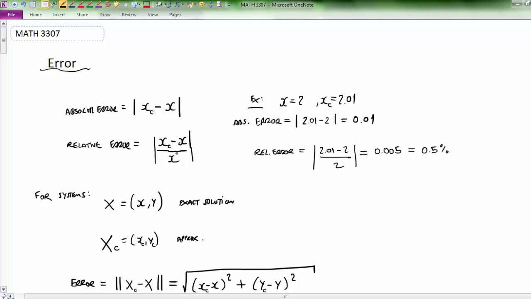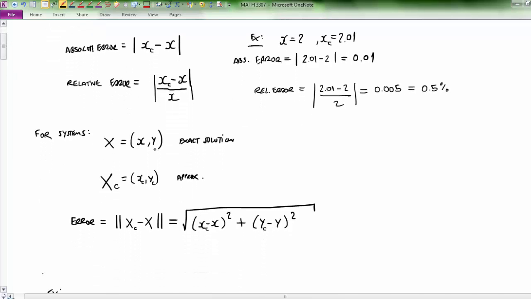The relative error is the absolute error divided by the exact solution, or the exact value. So that gives us 0.5%. Now for system of equations, then the exact solution could be a vector, two components, if you have two variables x and y, or if you have a system, let's say a 4x4 system, then your x vector would be x1, x2, x3, and x4. So if that's the exact value, when you solve a system, you may have an approximation of that exact solution. And then the error is calculated this way.